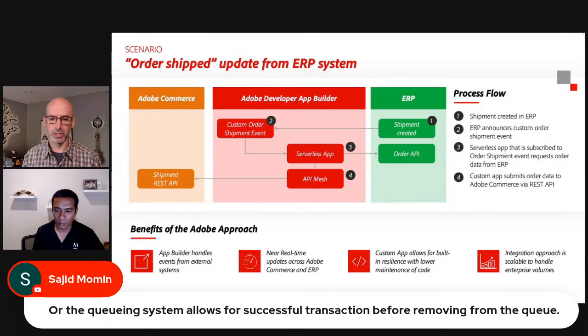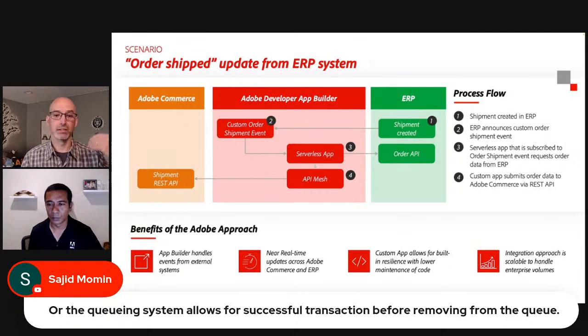And I think he had a follow-on: does the queuing system allow for a successful transaction before removing from the queue? Yes. So say something happens where the message doesn't get delivered, it will be retried until that message is successfully delivered, and then it gets removed from that queue.